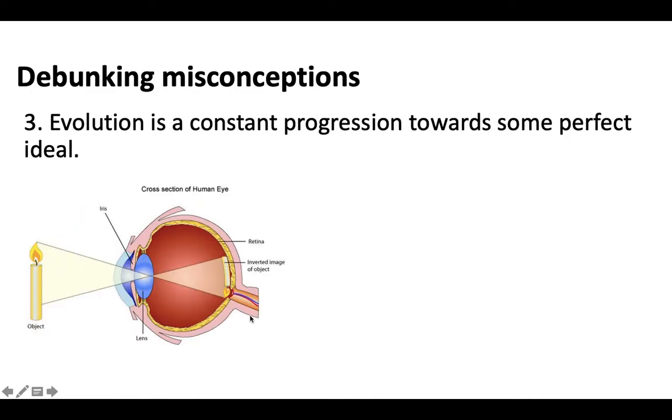The third misconception I often hear is that evolution is working towards a perfect, optimal goal, like the ideal human or the ideal cat. But that's not true. Evolution is an imperfect mechanism. One example is your eye. When you see an image, it gets reflected into the back of your eye upside down, and your brain has to then flip it right side up. This is an example of an imperfect adaptation that has arisen through evolution.